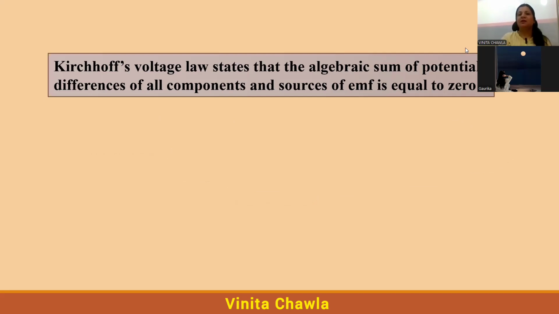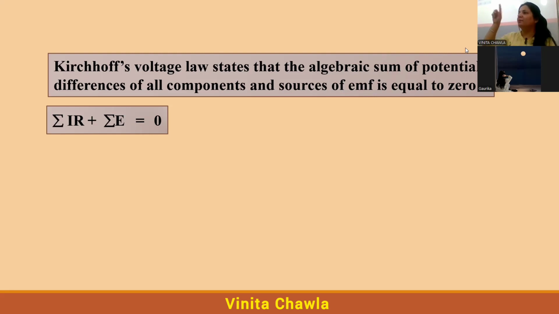Kirchhoff's voltage law states that the algebraic sum of potential differences of all components and sources of EMF is equal to 0: summation over IR plus summation over E equals 0. The potential difference is V equal to IR, and the sources of EMF are whatever batteries we connect, E1, E2, E3. The sum of all the potential differences of all the components and all the sources of EMF is equal to 0. Summation over E plus summation over IR equals 0.